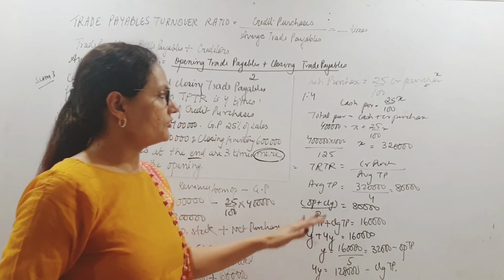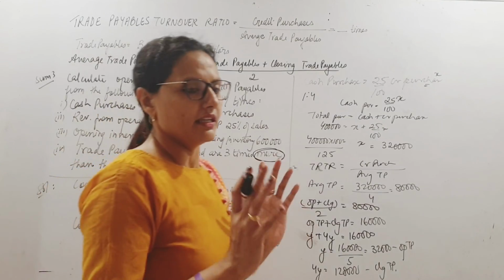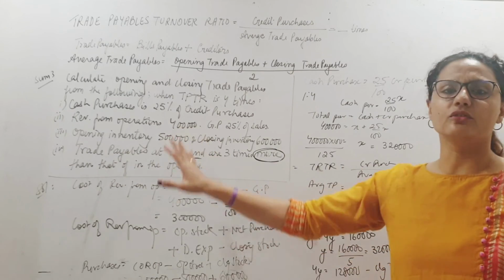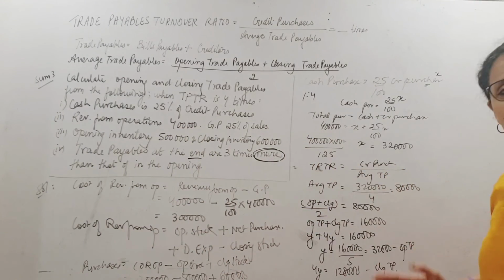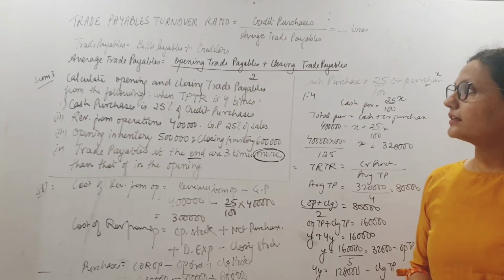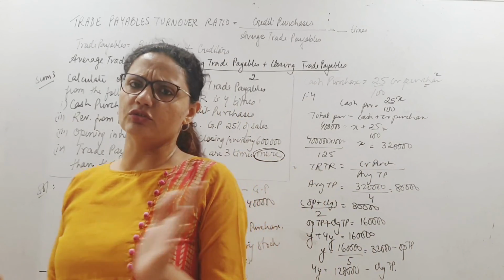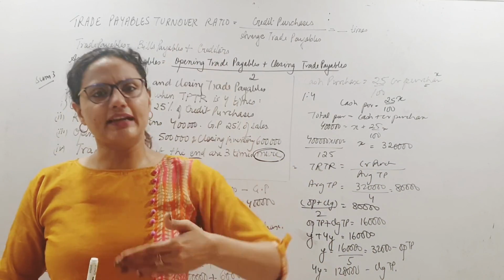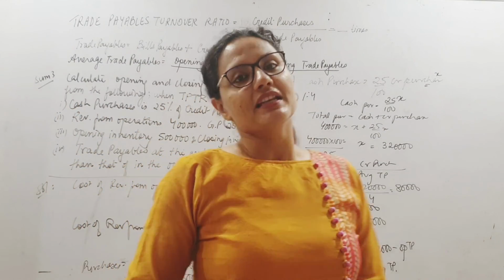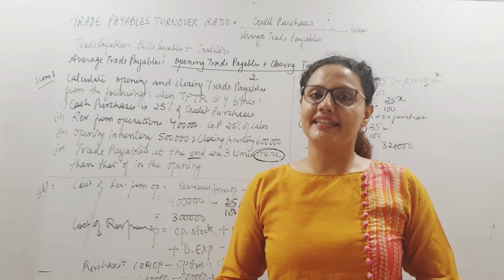So this relationship here we have taken as Y, this we have taken as X. You just need to take the variable, find the relationship between them, and equate it with the known values. And that's how you move step by step. Okay? So I hope this is also clear. I think these are the only types of sums that come in trade payables turnover ratio. So I think you can practice the whole set of sums given in the book and be very comfortable with it.